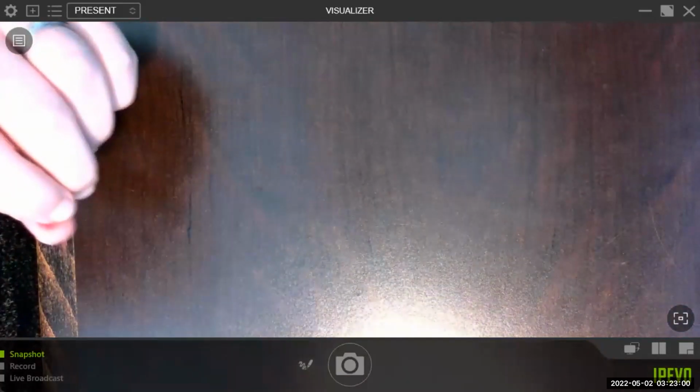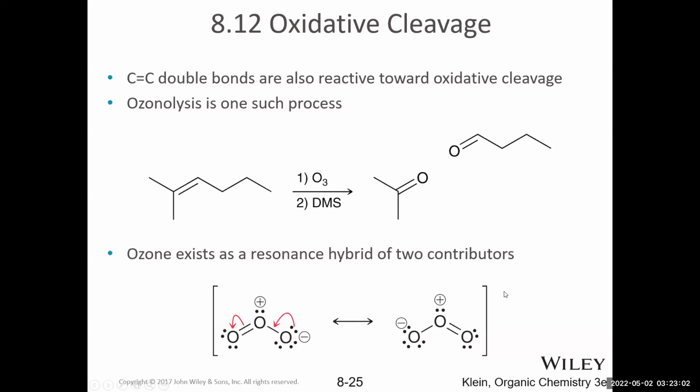Back to the slides. The last reaction we're going to talk about is ozonolysis. This is also called oxidative cleavage because we're now actually doing a carbon-carbon bond breaking reaction. This is kind of unique because previously we have not broken the carbon-carbon bonds. We just added two groups across the double bond. So this one is very, very unique.